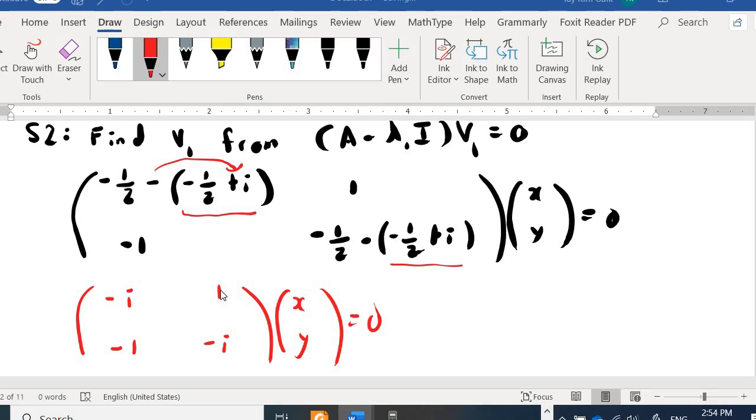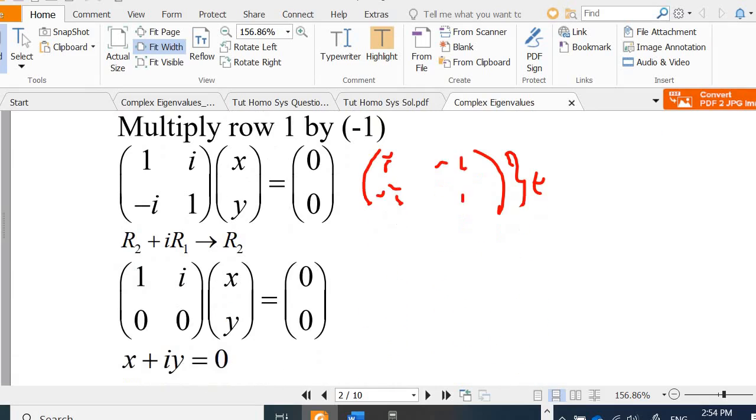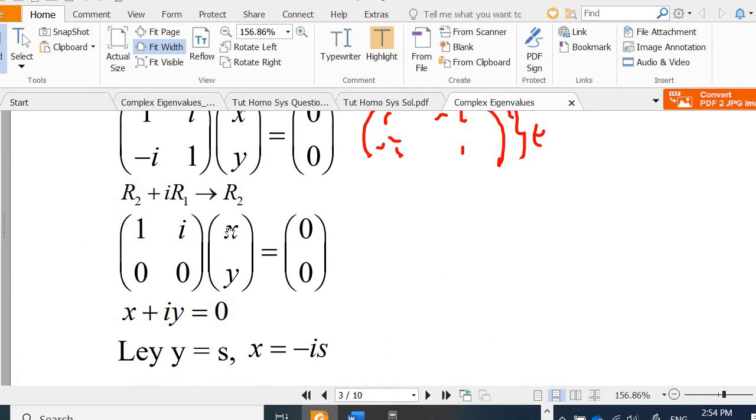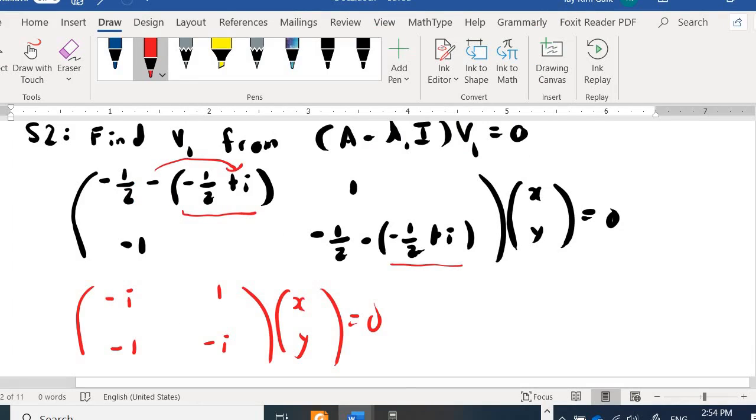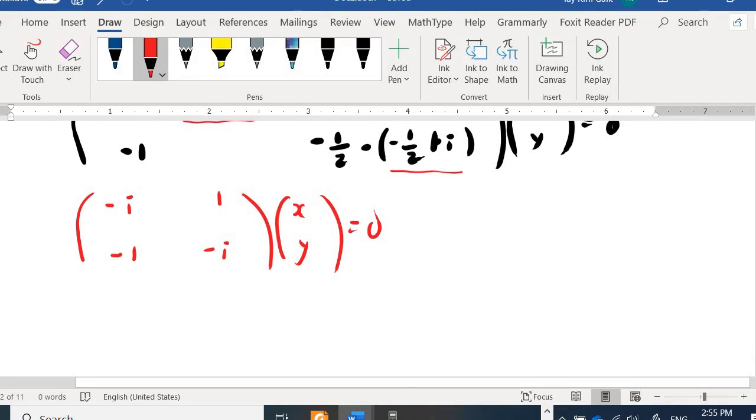So okay, that row operation is purposely to show you these two equations are equivalent. You can reduce to only one equation. If you're confused, you just take any row that you like. If you're confused to reduce it to only one row, then you just take any row. For example, let's say I take row 1.